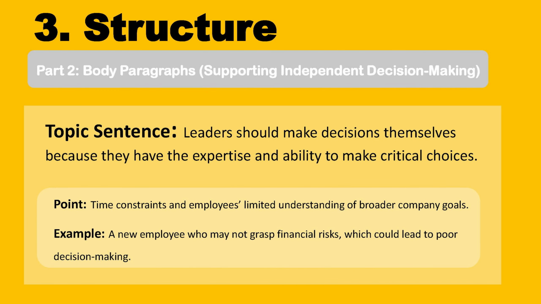Next, we'll look at the second body paragraph, which presents the opposing view. It argues that leaders should not always rely on employees' opinions, because leaders are chosen for their expertise and ability to make critical decisions. The paragraph also highlights practical concerns, such as time constraints and employees' limited understanding of broader company goals. An example is given about a new employee who may not grasp financial risks, which could lead to poor decision-making.